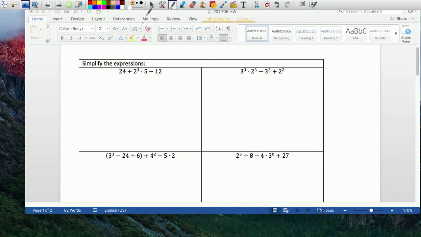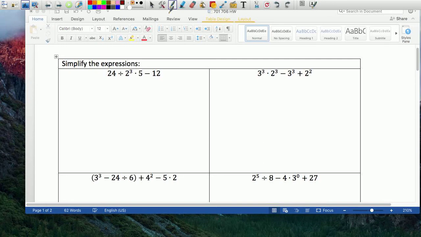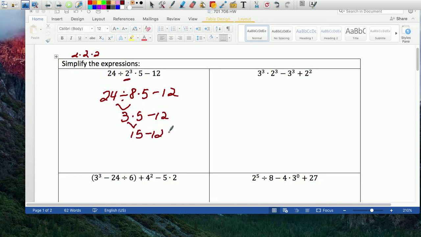So we have to take care of the unknown here, right? The unknown value is this right here, the exponent. So we're going to get 24 divided by 2 to the third. And remember, 2 to the third is 2 times 2 times 2. 2 times 2 is 4 times 2 is 8. And then times 5 minus 12. So now we do either division or multiplication, but we're going to take care of division, because it comes first from left to right. So 24 divided by 8 is 3 times 5 minus 12. 3 times 5 is 15 minus 12, you get 3.